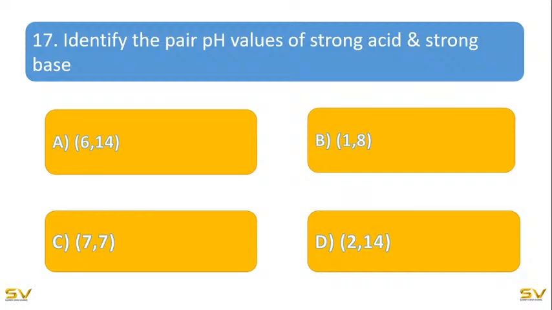Identify the pair of pH values of strong acid and strong base. So 6 comma 14, 1 comma 8, 7 comma 7, 2 comma 14. Which is the correct pair representing the pH values for strong acid and strong base?